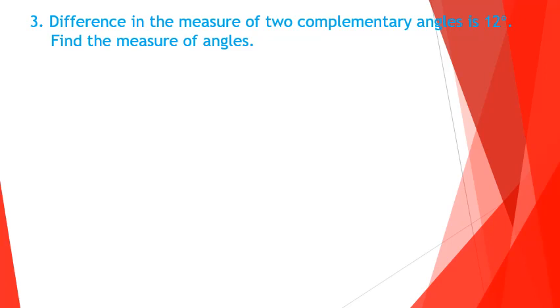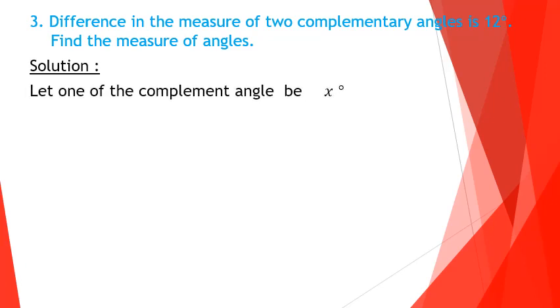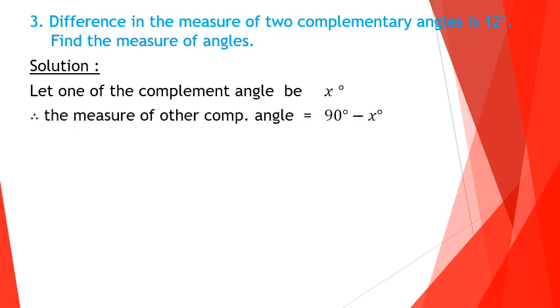So in the last chapter we have studied to apply a variable for what we don't know. So here we can take one of the complement angles as x degree. Sum of complement angles equal to 90 degree. In that, one is x degree. Then what about the other complementary angle? Yes, it is 90 minus x degree.